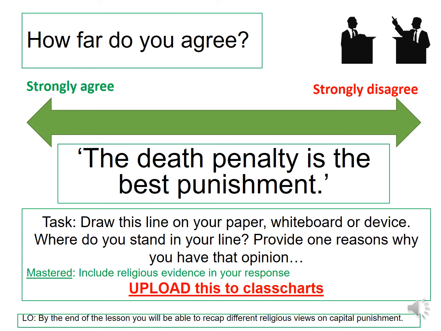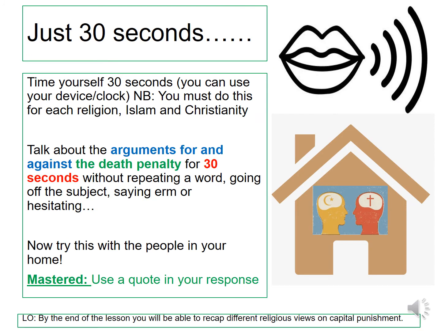And you are going to upload this task onto class charts. So drawing an arrow, to recap, drawing an arrow on this line to where you stand. So you might be in the middle, so you strongly agree or strongly disagree. So you're in the middle, or you might strongly agree with this, or you might strongly disagree with this, and explain why.